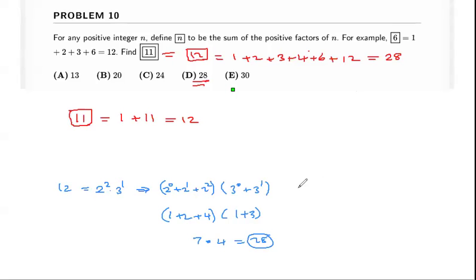Let's say I want to take 10,000 and find the sum of the divisors of 10,000. I don't want to list them because there are too many divisors. Instead, this is 10 to the 4th power, which means 5 to the 4th times 2 to the 4th power. We are going to use a similar approach. I'm going to start with 5 to the 0, 5 to the first, 5 to the second, 5 to the third, 5 to the fourth.